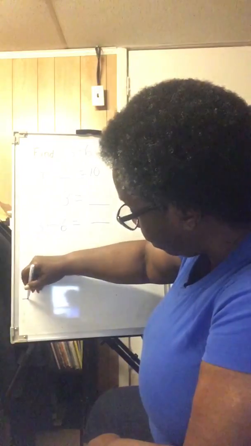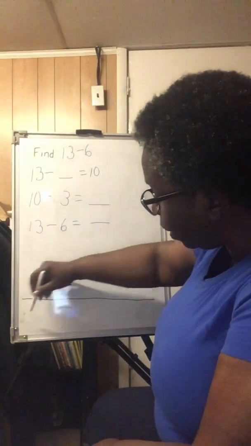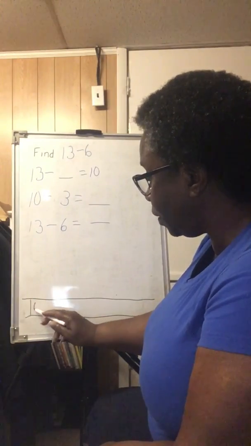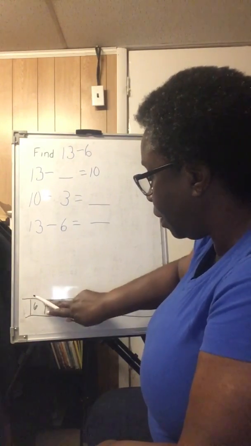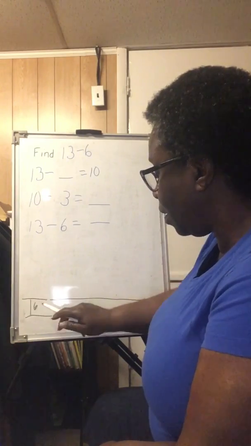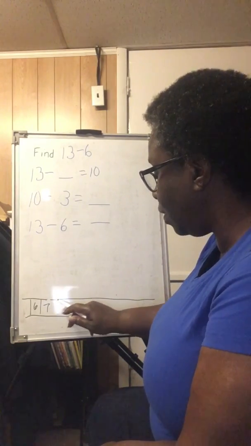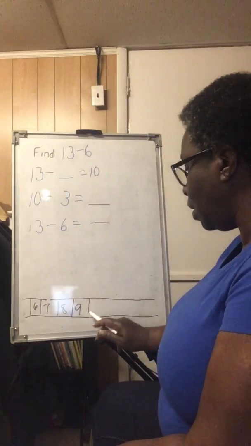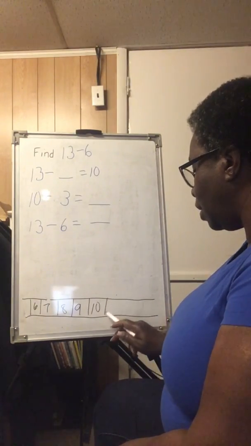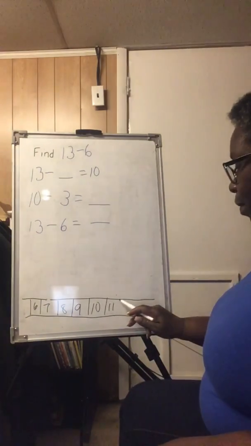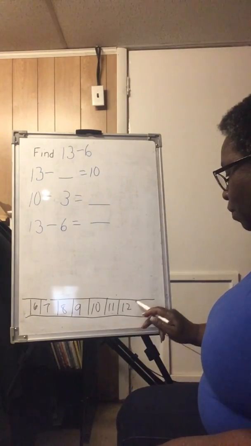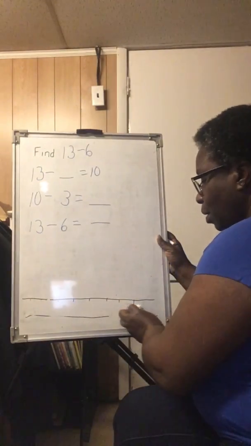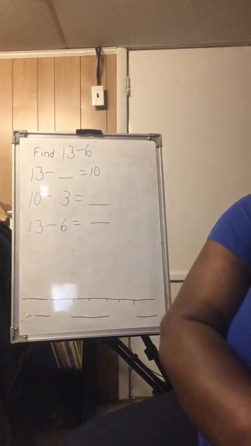Our number train. Don't forget, we're only dealing with 6 through 15. So we have 6, 7, 8, 9, 10, 11, 12. Let's make it a little smaller. I got that a little bit too big. Okay.